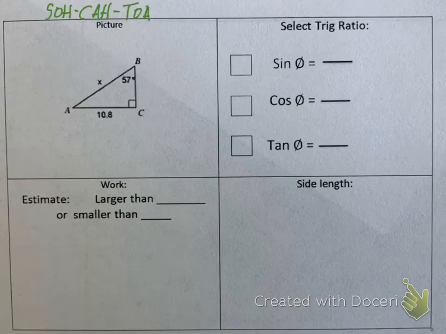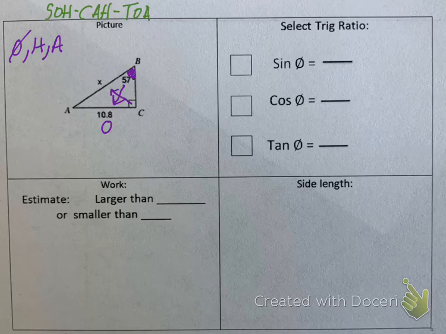For number 4, I noticed that the reference angle is 57 degrees, so I'm going to start labeling my opposite, hypotenuse, adjacent. So directly across the reference angle, that is the opposite side, and there's a number there, 10.8. So I'm going to label that my O, my opposite. Next, I'm going to identify the hypotenuse. So directly across the 90, there is a variable there, so that's my hypotenuse. So O and H are labeled in my picture.